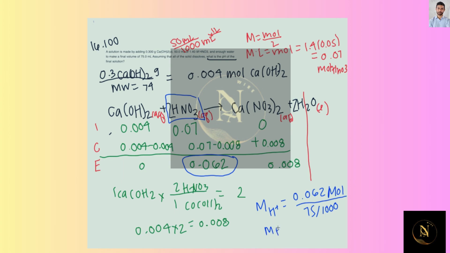So our H+ concentration is going to be 0.827 molar. And then when we plug that into our pH equation, pH is equal to the negative log of H+, we get a pH value of 0.08.